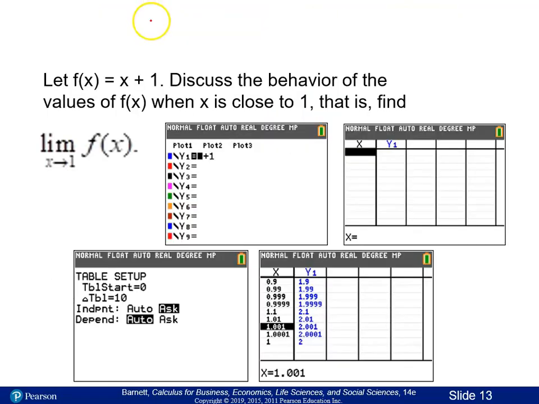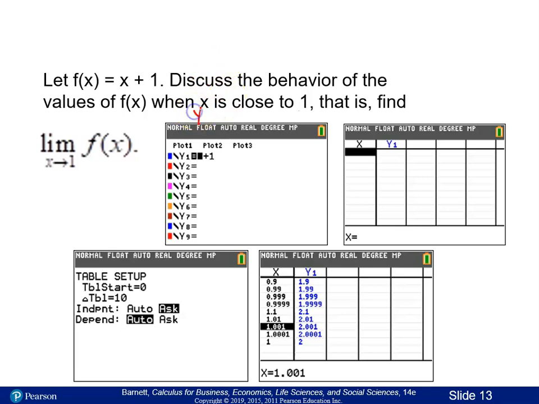Okay, if you have a function, so it says let f of x equal x plus 1, discuss the behavior of the values of f of x when x is close to 1. So that's just another way of saying find the limit as x goes to 1. So you could create this on your calculator using tables. So I wanted to talk to you for just a minute about some helpful tips for doing that.